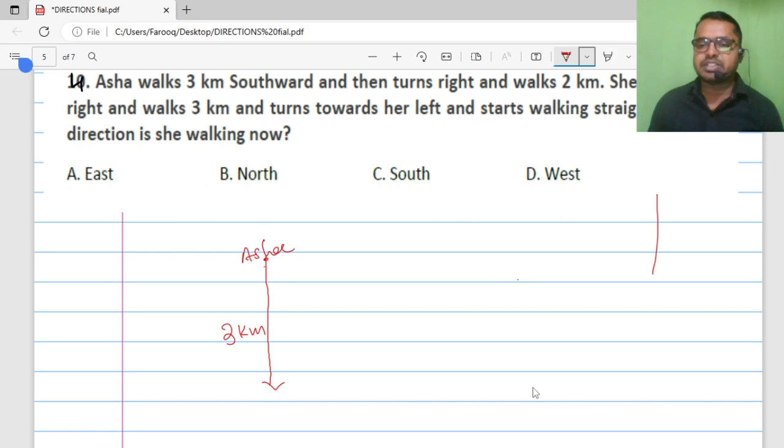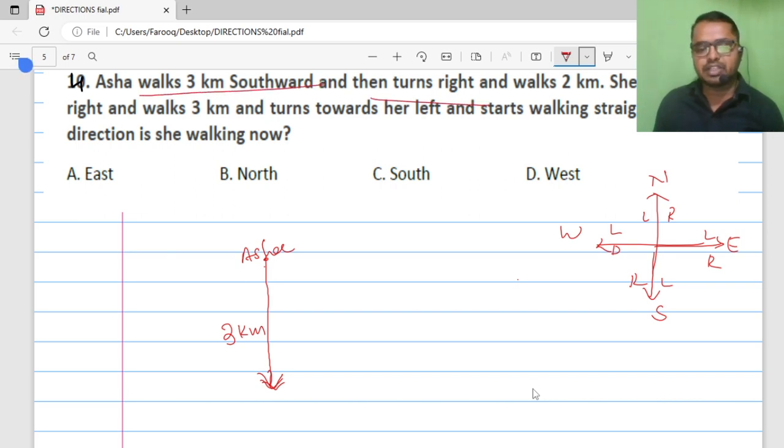Write the main directions first. Prime directions or main directions we have to draw. So this is north, this is east, this is south, this is west. Left, right, left, right, left, right, and left and right. Now she is facing in the south direction. She walks southwards and then turns right.